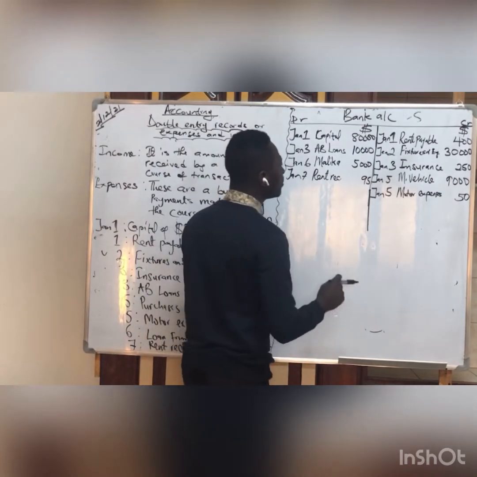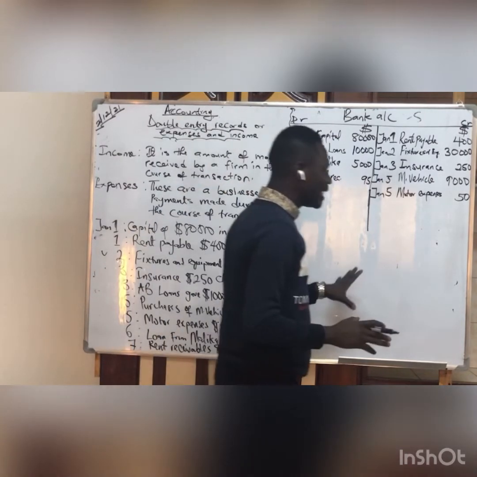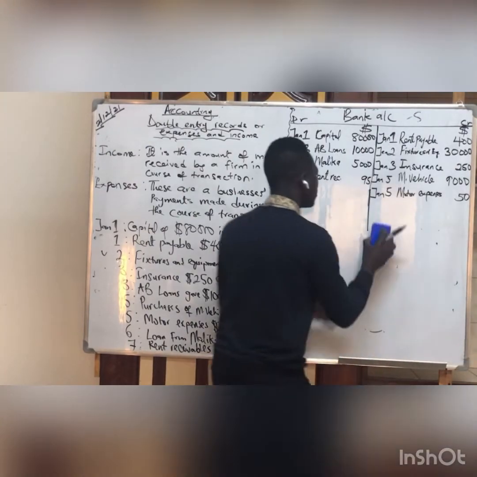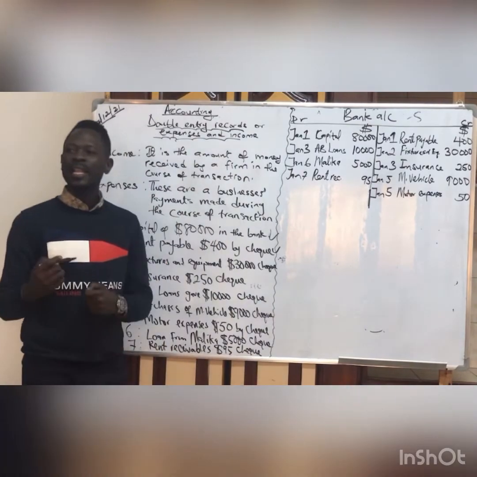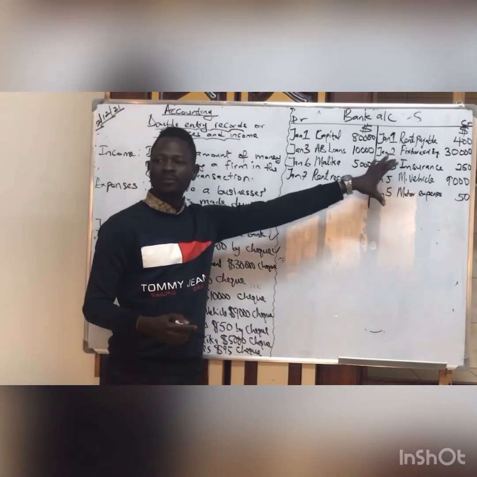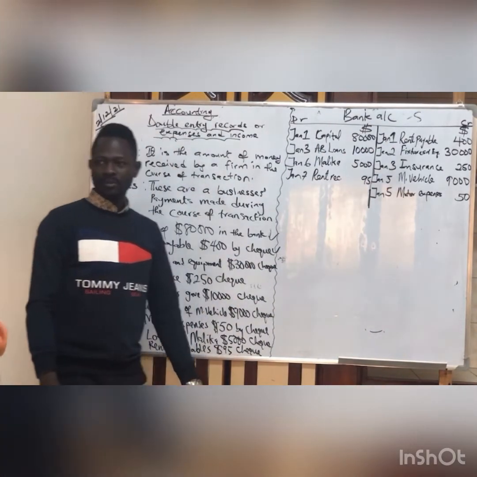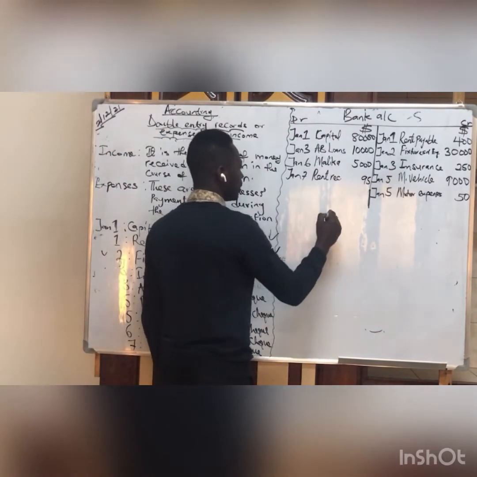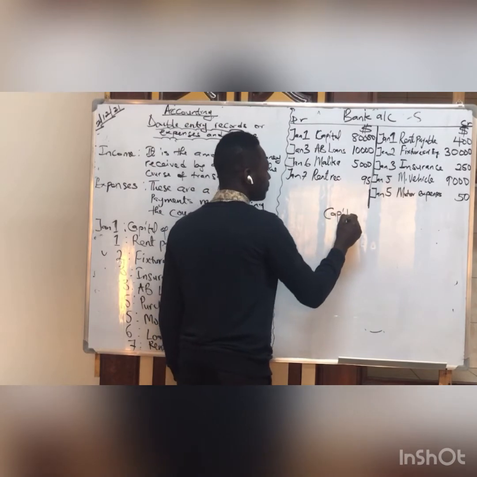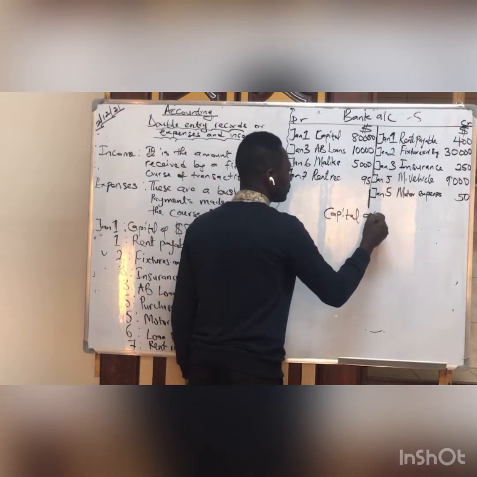Any question about this? So this is Ajay's bank account. Do you have any question on it? No. So we have to open a ledger for each respective transaction. Is it clear? Yes. So we start with capital, right? We can start with capital. So we have the capital account, right? Yes.